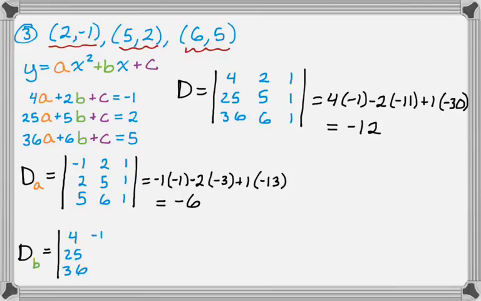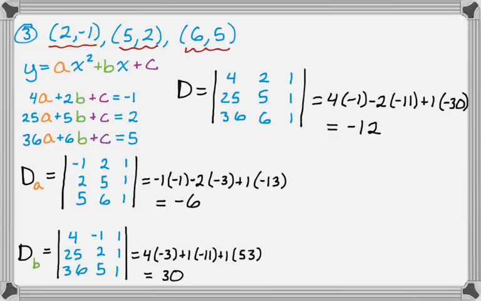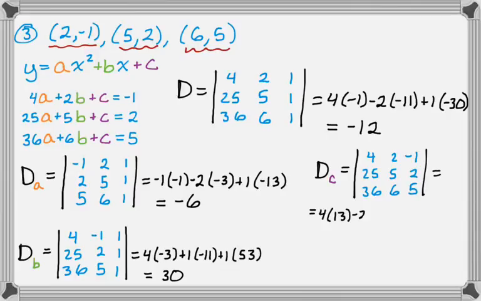D sub b, I'm going to go back to the original d and replace the b column. So all the coefficients of b are getting replaced with the constants. Expand across the first row. So I get this. You might be thinking, why am I solving it this way instead of some other way, which might have been easier? I don't know. You just want to practice. I mean, obviously the easiest choice is to use a calculator. And then what I do is I do d sub a over d, d sub b over d, and d sub c over d to get a, b, and c respectively. So that's where these numbers are coming from.